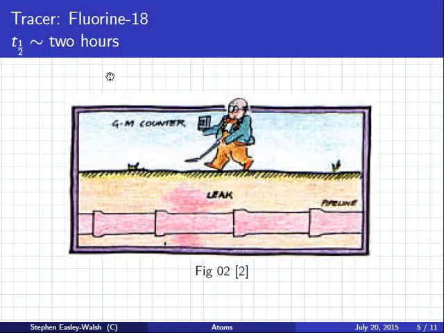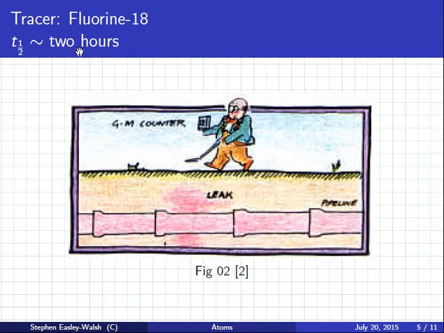But the thing is, you would put it in the water supply, and then on the ground you would walk around with your Geiger-Müller counter. Remember that? And when you hear the counter making a loud noise, then you know you've found where the leak is, because the water is entering the soil. The water in the soil will make the soil a little radioactive. But don't worry, it's only for about 24 hours.